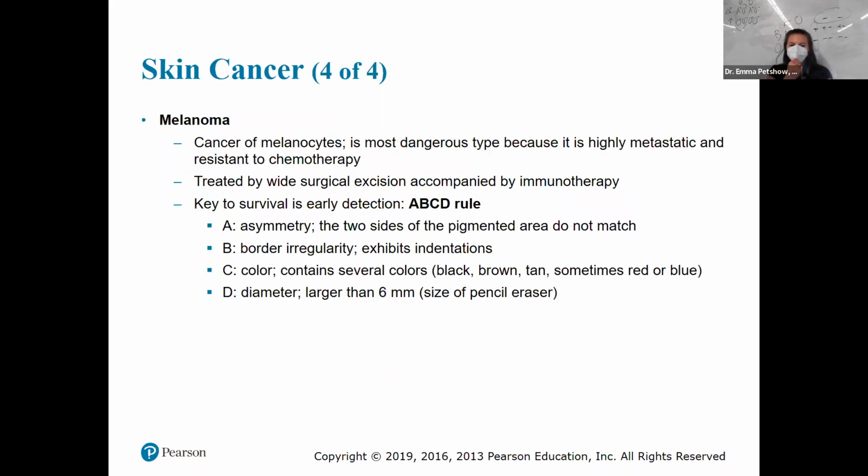And then we have melanoma. This is the cancer of melanocytes. Most dangerous because it's highly metastatic. Again, you have your rule of A, B, C, D, E. Sometimes they add another letter now too. But if you know the degree of severity, the degree of commonality, and the type of cell line involved, that will be enough to get you through most of your skin cancer type questions.